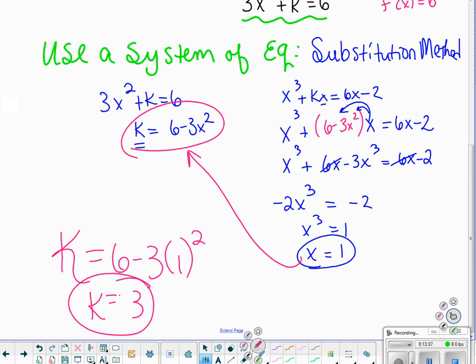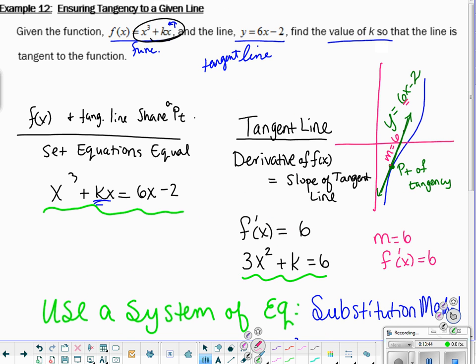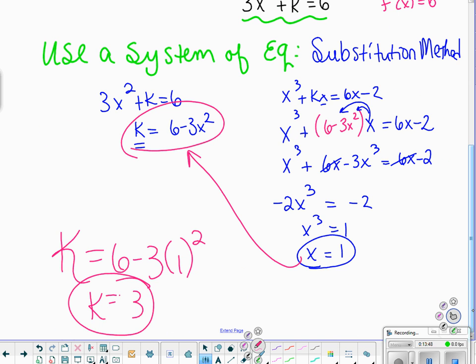An interesting problem. All based on the fact that we had a picture. The picture, I thought, unlocked this problem. They share a point, and we know the slope of our derivative. The derivative is equal to the slope, which is 6.